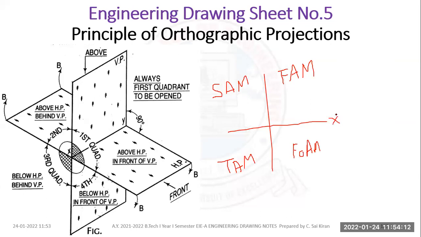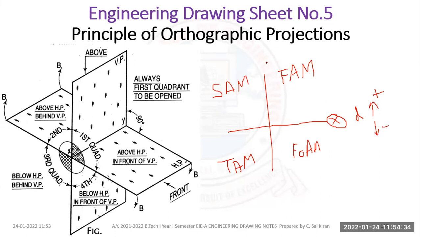Generally when you're drawing a graph, we consider this as the X axis. Here we don't consider it as X; we consider this as letter D. D is nothing but the distance from the horizontal plane, either above or below. Anything above is positive, and anything below the horizontal plane is negative D.